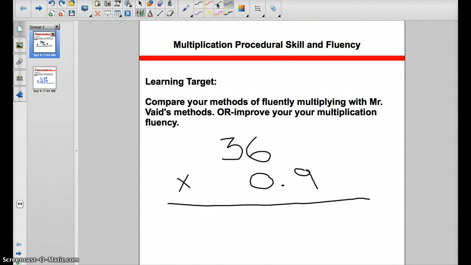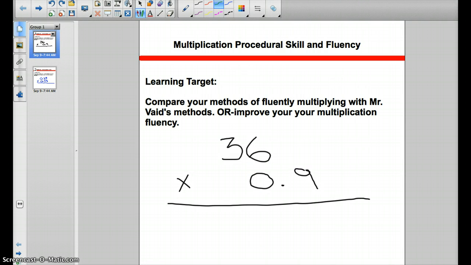So I'll start with a problem here. It's 36 times 9/10. My conceptual understanding of multiplication in decimals tells me that because this 9/10 is less than 1, when I multiply it with a whole number, the product is going to be less than the whole number itself. So when I take 36 and multiply it by a value that's less than 1, 9/10, I'm going to get a product that's below 36. That's what my conceptual understanding of decimals and multiplication tells me.